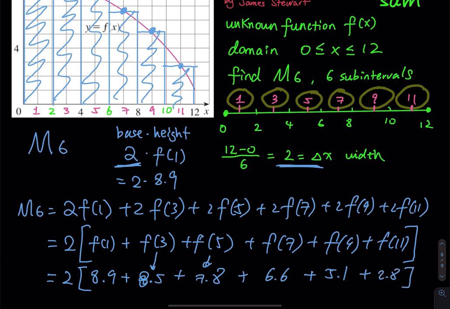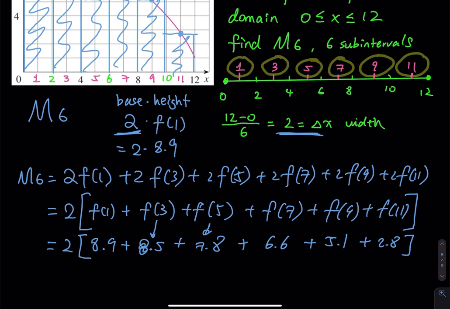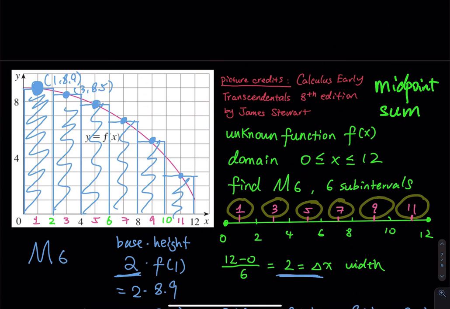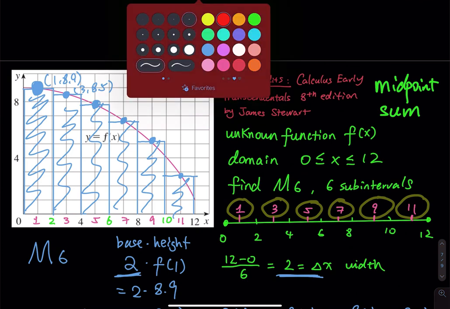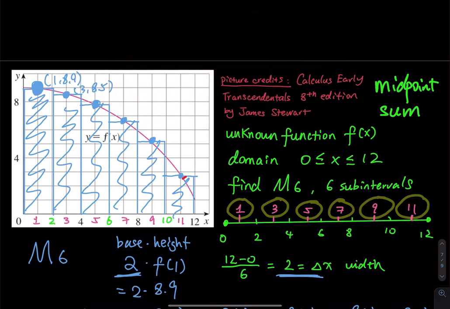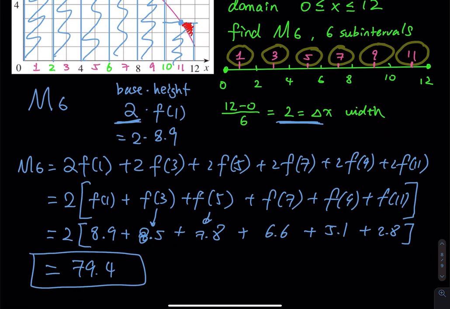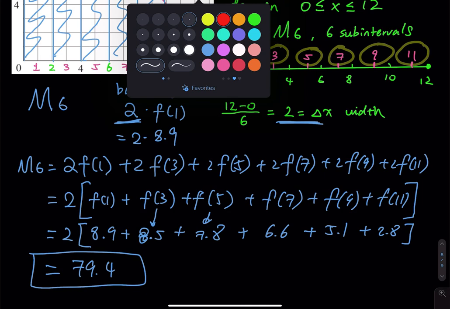Again, how do we get this? In this function, when x is equal to 11, y is equal to 2.8, and then you clean up the math for me, that is 79.4. Is this an under or overestimate? So this one, it looks like you still overestimate a little bit. But to make a final decision, you can make a quick comparison.